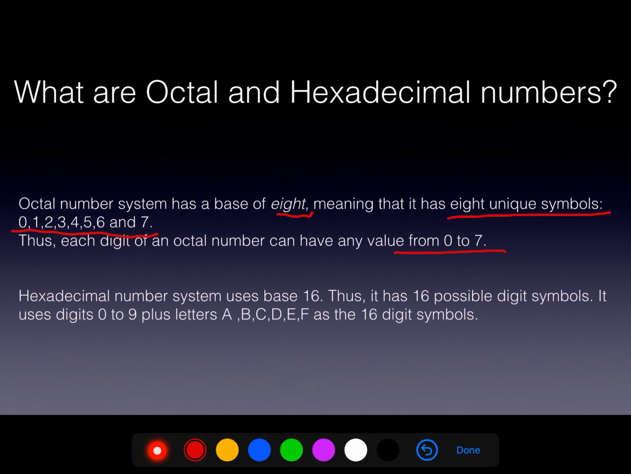Now we'll come to the hexadecimal number. As the name suggests, I think in the first video we discussed, hexa means 6, decimal means 10, so in all it is 16. So its base would be 16. Octal has a base of 8 and hexadecimal has a base of 16. Thus 16 possible digits or symbols will be there.